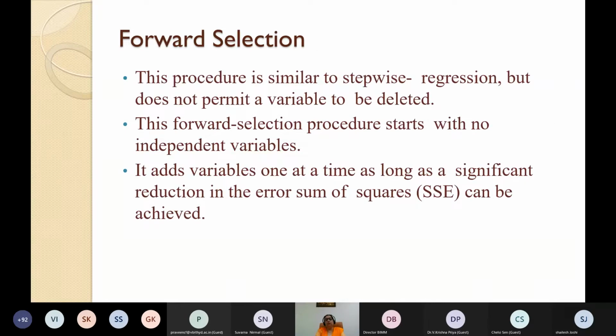So forward selection: this procedure is similar to stepwise regression, but it does not permit a variable to be deleted. So you go on adding, whereas in stepwise regression, you can also delete a particular variable. The forward selection procedure starts with no independent variable, that is y equal to b0. It adds variables one at a time as long as there is a significant reduction in the error sum of squares, or you try to find the value of r square or adjusted r square, whichever gives you the best value.